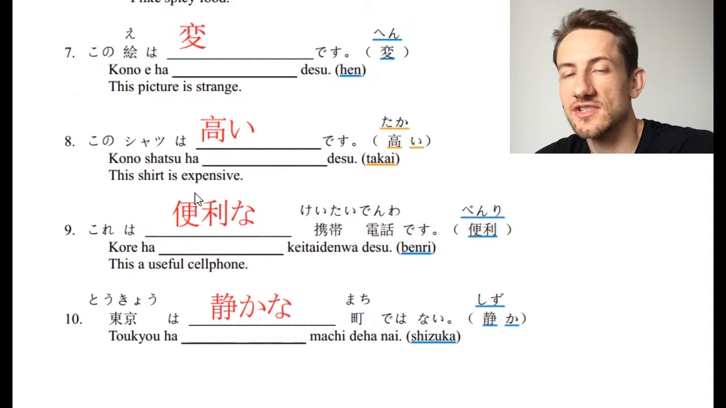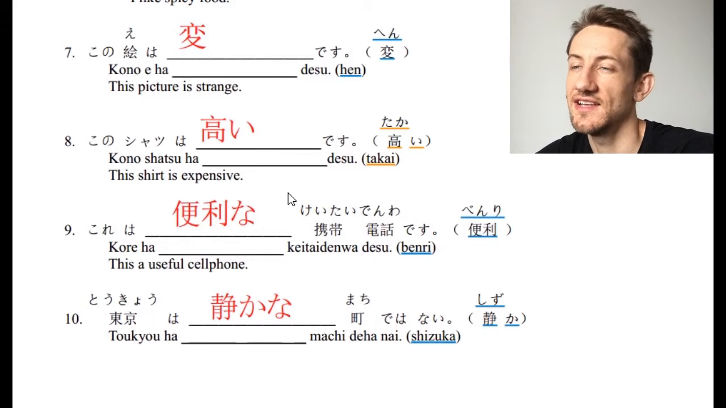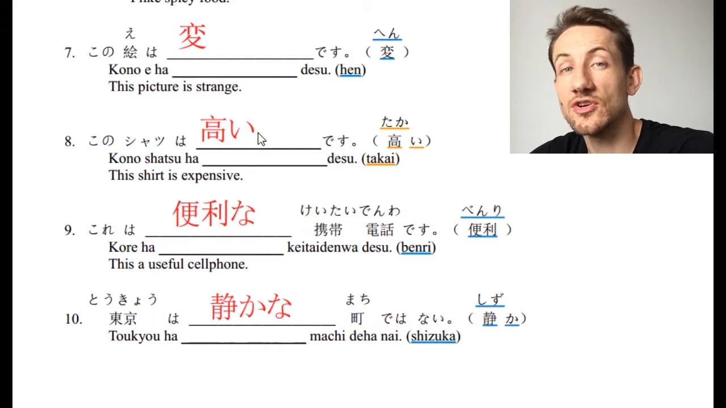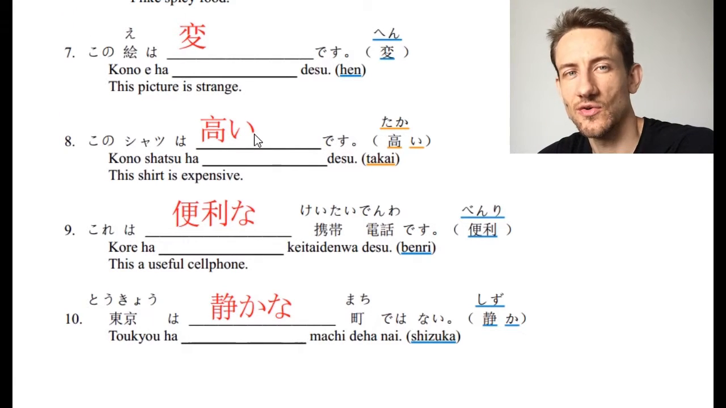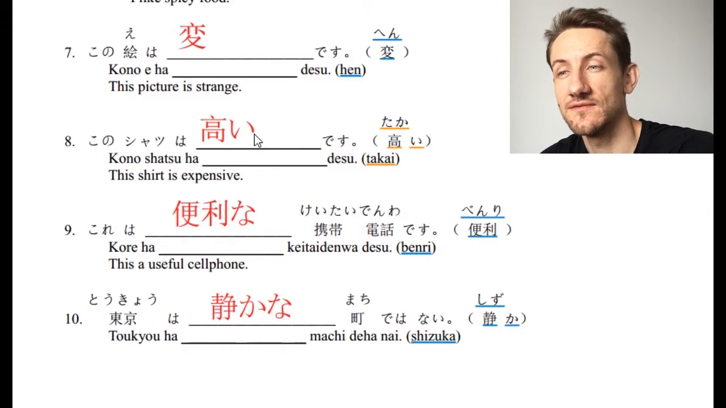Number 8, このシャツは高いです。このシャツは高いです。Okay, so some of you might be a little confused by this sentence right here. Takai means high, or tall. So what does that mean? The shirt is tall. The shirt is high. But actually, when we talk about an item and we describe it as being takai, it means expensive. The price is high. このシャツは高いです.